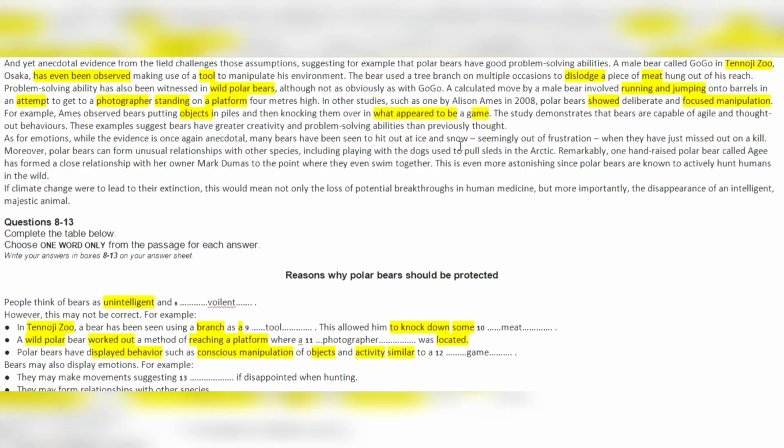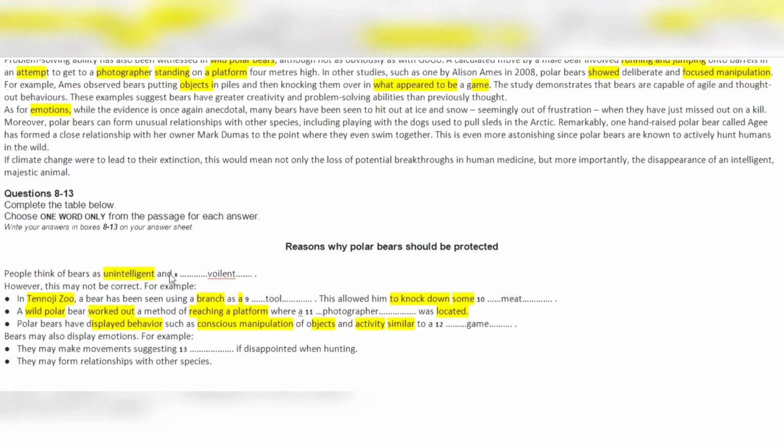So the next question is: bears may also display emotions. We find the word emotions here. As for emotions, we find the word emotions. For example, we did question number 13. They may make movements suggesting dash if disappointed when hunting.